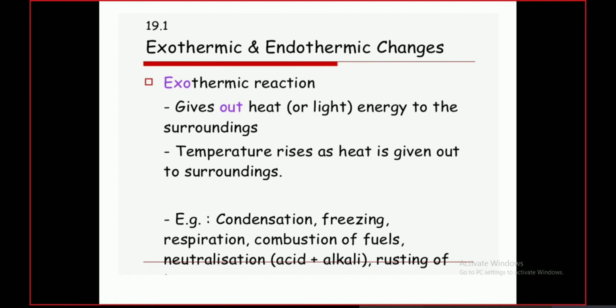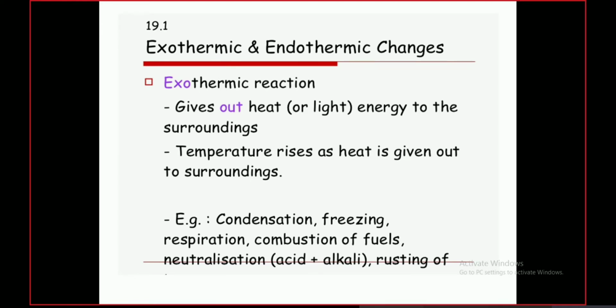Respiration is a process in which we are taking in oxygen, and the oxygen in the body oxidizes all the food in our body to release the energy. That energy we use to carry out our daily activities. So this is how respiration is an example of exothermic reaction.